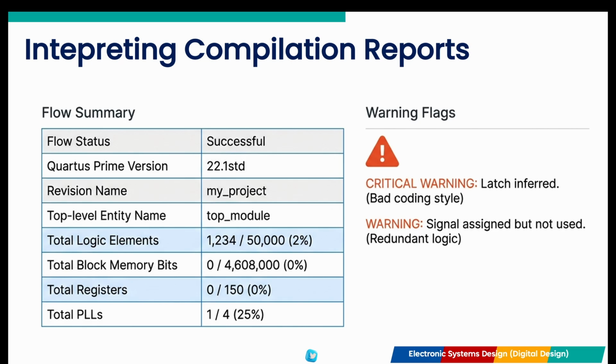We see here "latch inferred" and "signal is assigned but not used". So what does this mean? When a latch is inferred, it usually happens due to incomplete assignments in combinational logic. This is often unintentional, and it can lead to unpredictable behavior. Whereas "signal assigned but not used" indicates redundant or unused logic. This may point to coding mistakes, incomplete designs, or poor optimization.